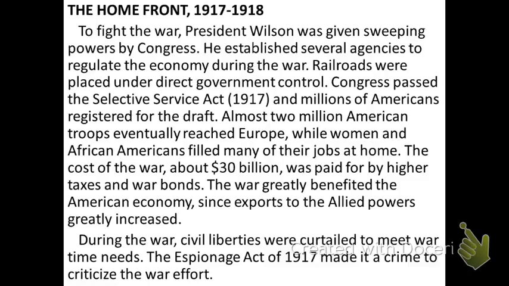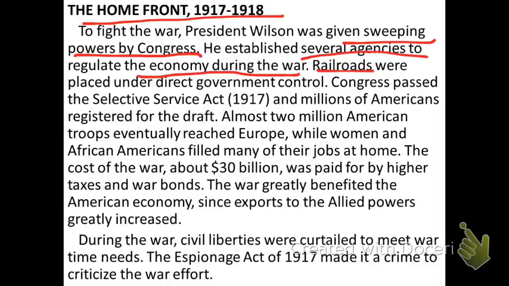Okay, another slide or two and we'll be done with this section, the home front. 1917, 1918, the years that we were in the war. To fight the war, President Wilson was given sweeping powers by Congress, and this is not uncommon. In any wartime event, any warlike situation, the president, the executive branch, takes on more power. And Wilson was not afraid to use it. He established several agencies to regulate the economy during the war. Railroads were placed under direct government control. Congress passed the Selective Service Act, one of our vocabulary terms, and millions of Americans were registered for the draft.